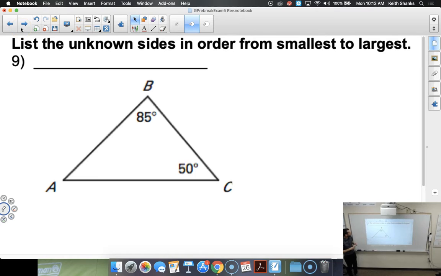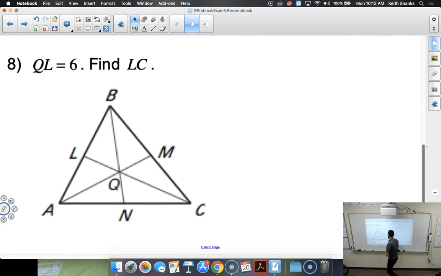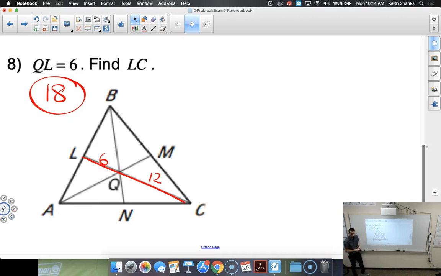All right. This one, list the unknown sides. Did I skip one? Was it like here? Thank you. All right. On this one, QL is 6, and they want LC, which is the entire thing, so you have to be careful here. This is 12, which means the whole thing is 18. Two ways to do that. You could find 12 and add these two together, or you take this one and multiply by 3. Okay? Easy? Okay.